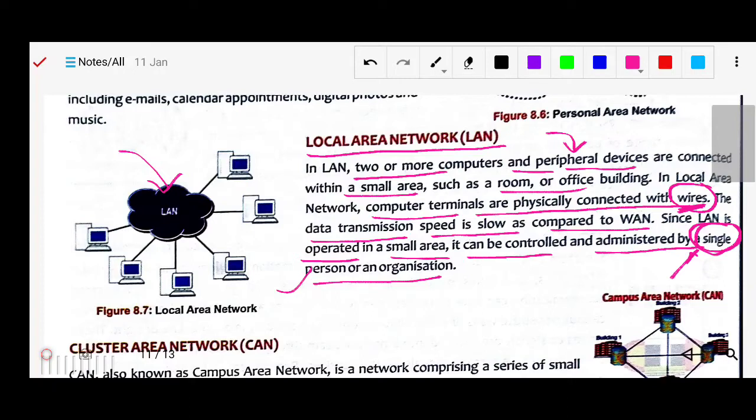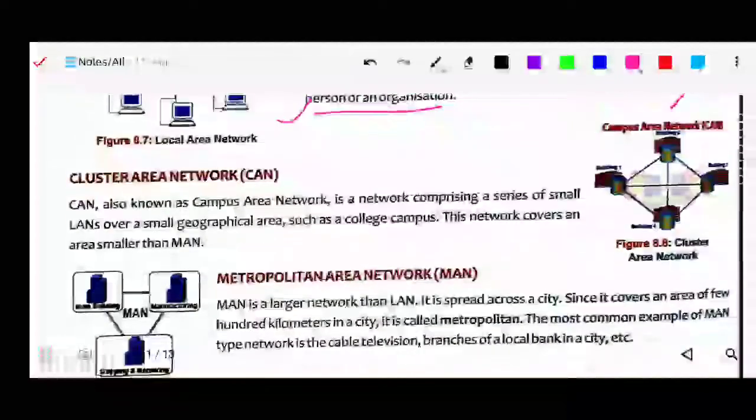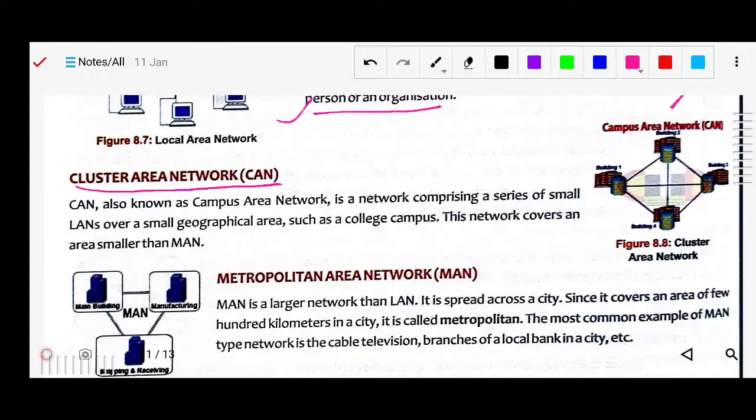Now the next type of network is your cluster area network, which is your CAN. This cluster area network is also known as campus area network. It is a network comprising a series of small LANs over a small geographical area such as a college campus. This network covers an area smaller than MAN. MAN's full form is metropolitan area network. So it is smaller than that, but bigger than the LAN.